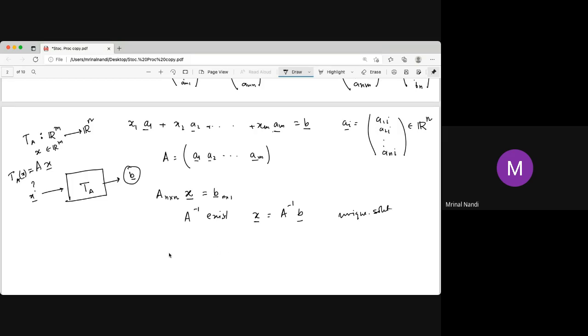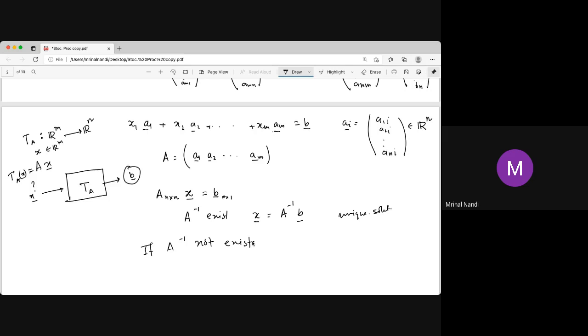Now if A inverse does not exist, then there are several issues. Then we know it may be inconsistent or it may be consistent. If it is consistent, then infinitely many solutions. We know that because if rank of A is equal to rank of AB is equal to n, then only it is a unique solution. If rank of A is equal to rank of AB but less than m, sorry, the number of variables m, then there are infinite solutions. And if rank of A is strictly less than rank of AB, then no solution.